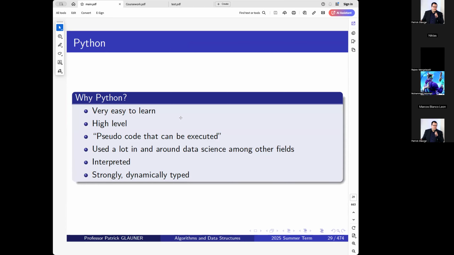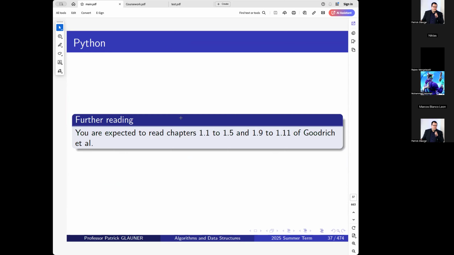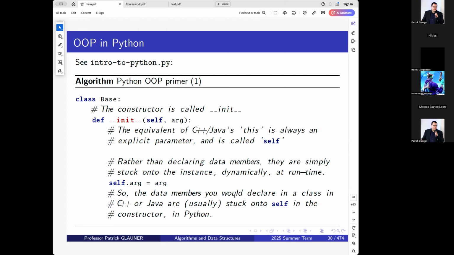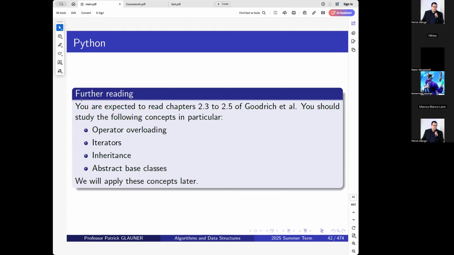We have done the intro to Python earlier today in the lab session, so I'm skipping all of these slides, but what's important, and I've highlighted this in the lab session, do the further readings, read these subchapters from the Goodrich book, in addition to the intro I gave you. There was actually one more slide at the end of the object-oriented programming introduction. This is also a further reading, and you should read chapters 2.3 to 2.5 to study a few more concepts that you don't need today or tomorrow, but probably in the second half of the term.